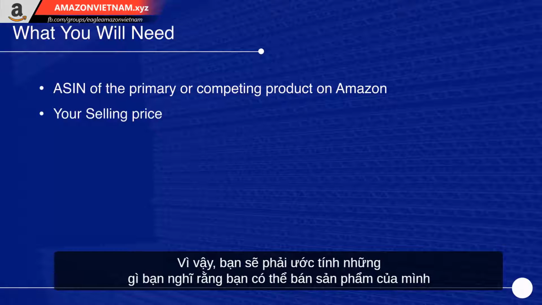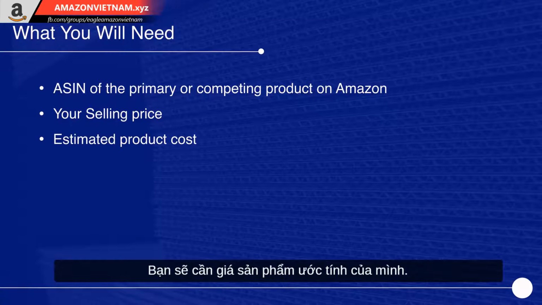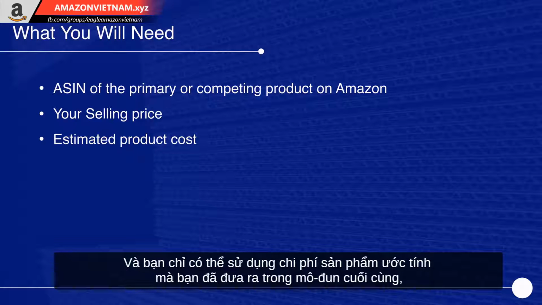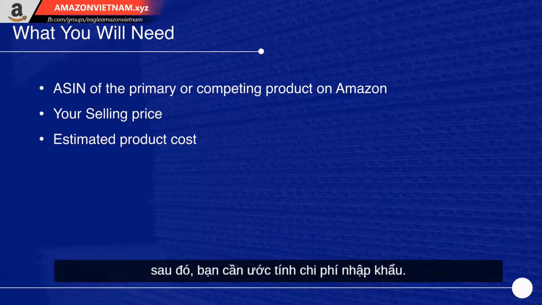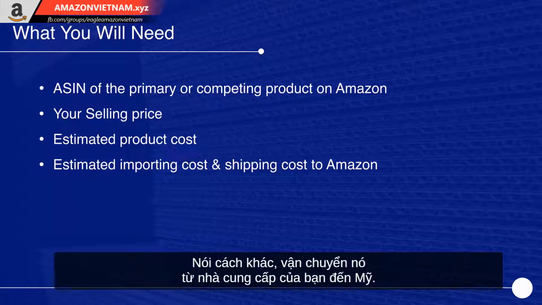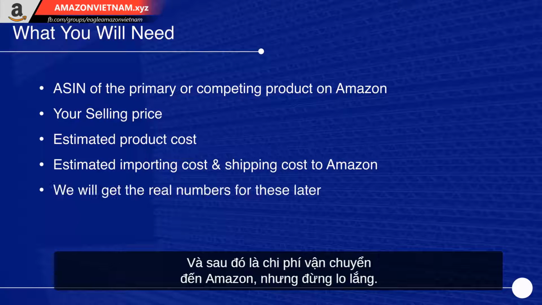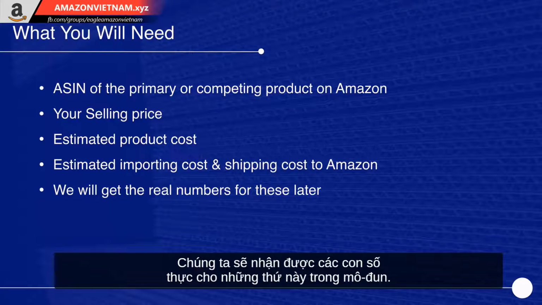Your selling price, so you're going to have to estimate what you think you can sell your product for. Or you can simply use the primary product's price. You're going to need your estimated product cost, and you can just use the estimated product cost you came up with in the last module. And then you need to estimate the importing cost, in other words, shipping it from your supplier to the US. And then the shipping cost to Amazon too. But don't worry, we will get the real numbers for these later in the module.